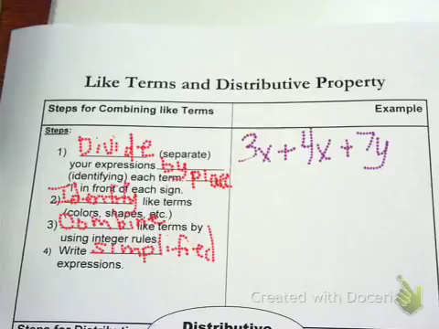So let's go back and look at our example and then follow our steps. So here again, and I'm going to use a different color, my example was 3x plus 4x plus 7y. So the first thing I'm going to do is go through and actually divide that up. So let's divide it.